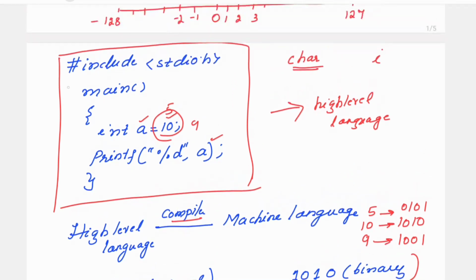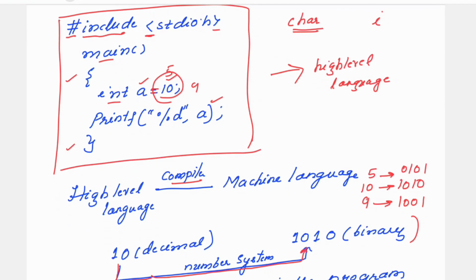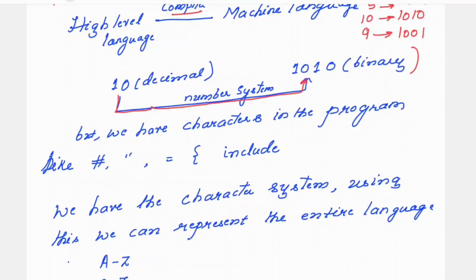But how about these characters? One is the hash, then you have the word include, angular brackets, the opening brace, closing curly brace, then equal to, int. All these are different symbols. These symbols will also have a binary equivalent value, but by which character system are you converting this? That is the question. Normally all programming languages make use of the ASCII character system.